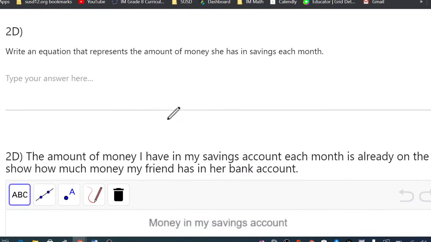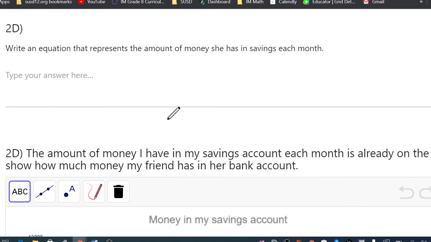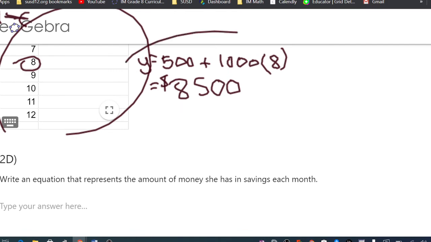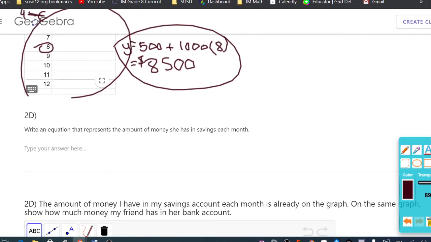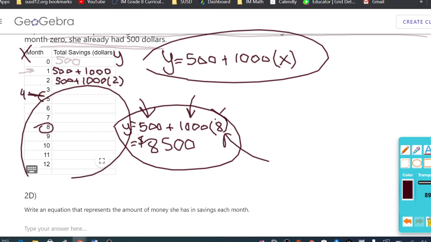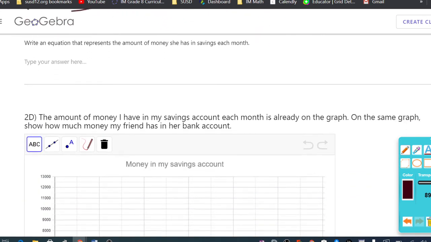Okay, next. Write an equation that represents the amount of money she has in savings each month. Well, I helped you with that right here. Does that equation make sense to you? She started with $500 and she increases by $1,000 a month. And then X, right here, is the number of months. Oh, here's my equation right here. Okay, I'll keep going.